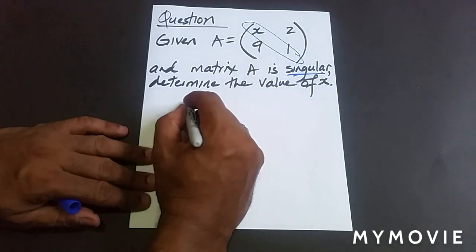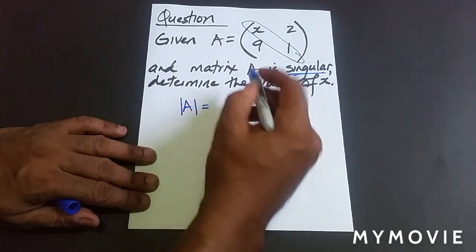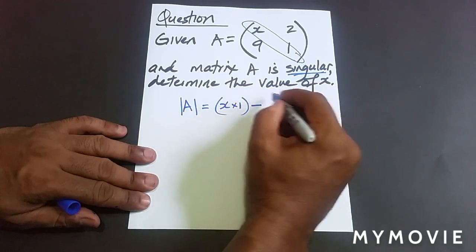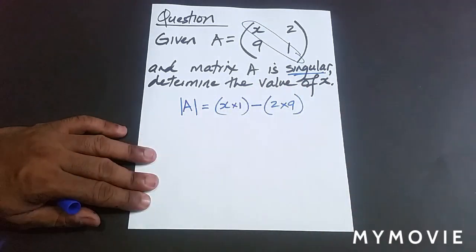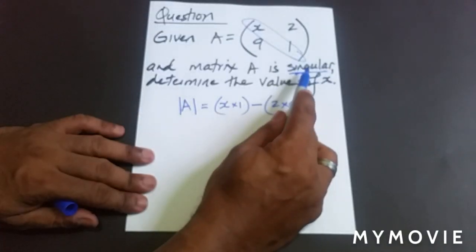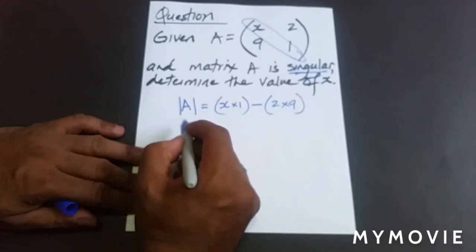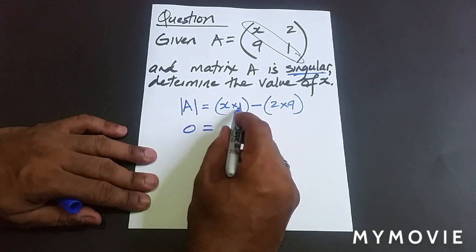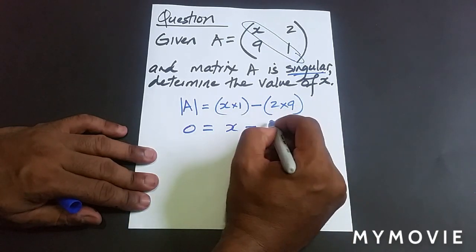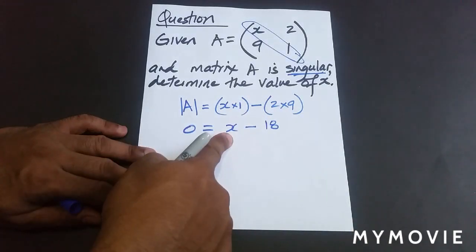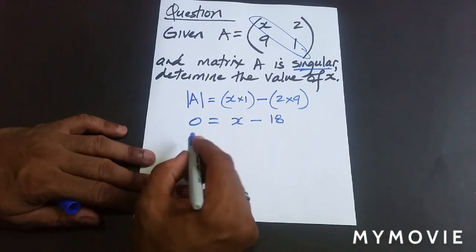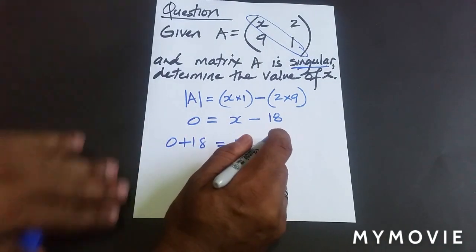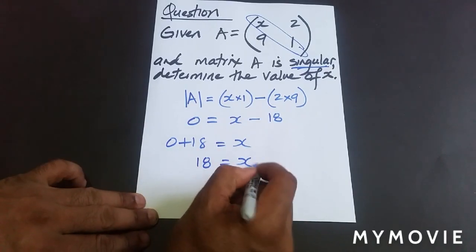So here's how we approach it. The determinant of matrix A would be the product of the elements in the leading diagonal minus the product of the other two elements. Now, because matrix A is singular, we know that when you work out the determinant, you're supposed to get 0 because you're told that it is singular. Now, x times 1 is x. 2 times 9 is 18. All we have to do is make x the subject. How do we do that? So we carry over the negative 18, so it will be 0 plus 18, which is equal to x, and 18 would be equal to x.